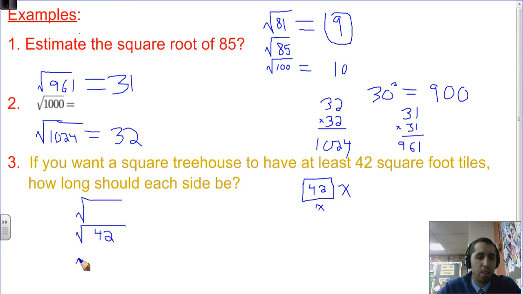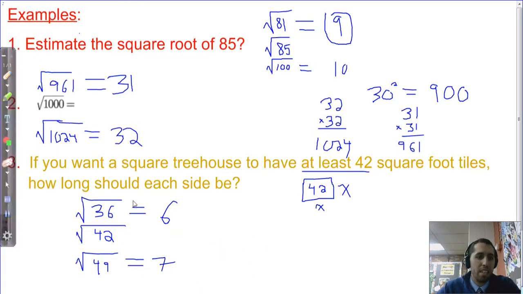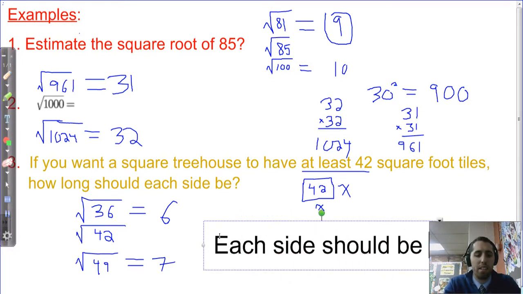So the perfect square, I know that's a little bit bigger, is 49. And the square root of 49 is 7 feet. And the square root of 36 is also close, and that's 6 feet. So if we wanted to have at least, this is important for a word problem to know, this has at least 42 square foot tiles, then how long should each side be? To the nearest foot, I should have put that, but to the nearest foot, it should be 7 feet. Each side should be 7 feet. So I'll include that.